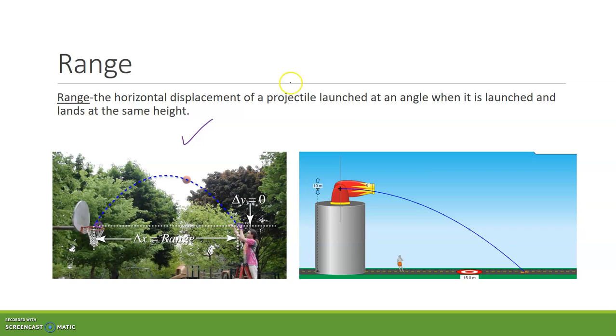Looking at the second diagram, this object launched, I believe it was a pumpkin, has a vertical displacement of -10 meters. The object still has a horizontal displacement, but this is not considered a range because the object does not start and land at the same height.